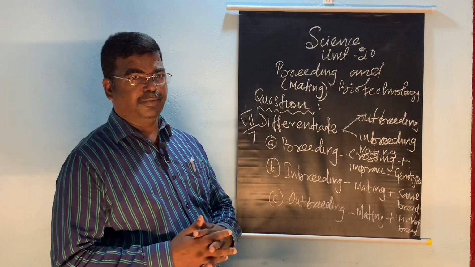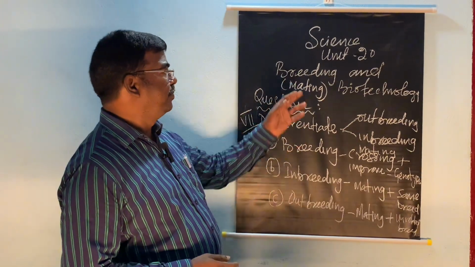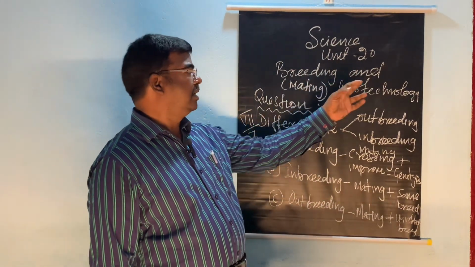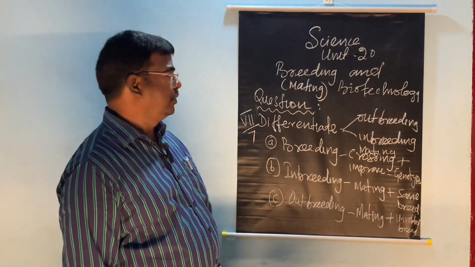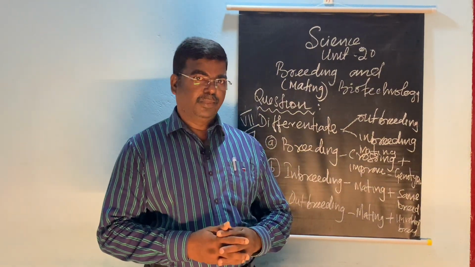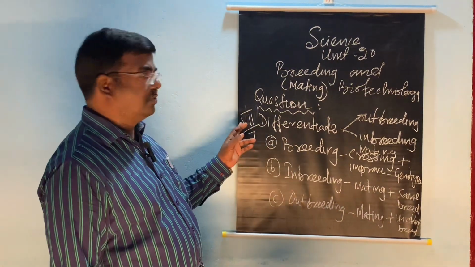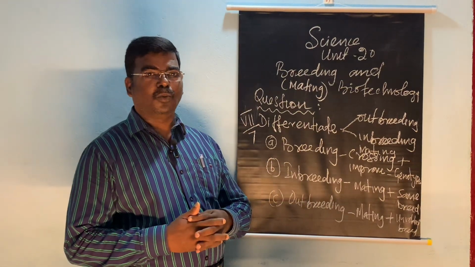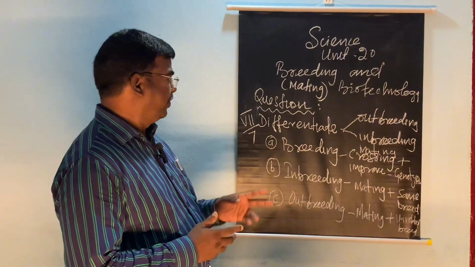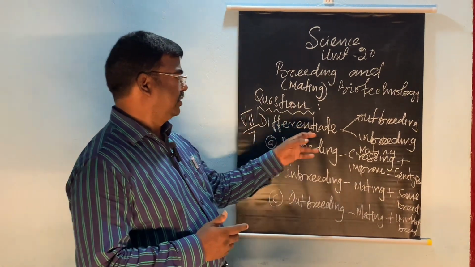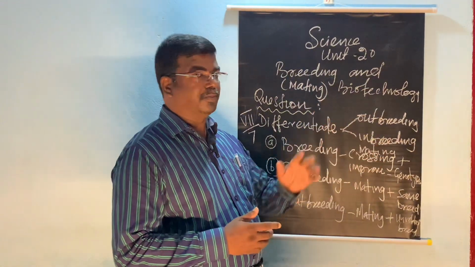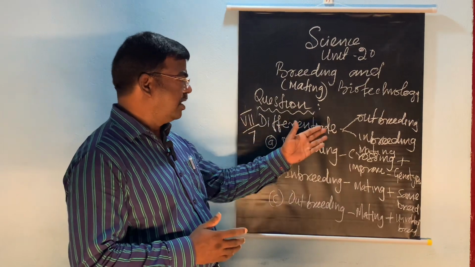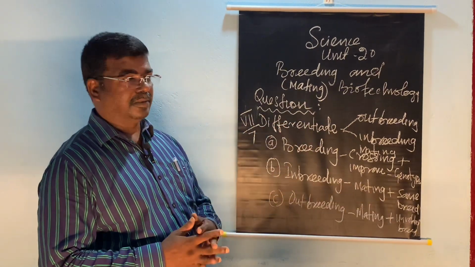So today we are going to see the science unit 20, breeding and biotechnology, from the book back exercise, part 7, the question number also 7. It is a 4-mark question. Differentiate outbreeding and inbreeding. Very often they ask this question. This is an expected question.